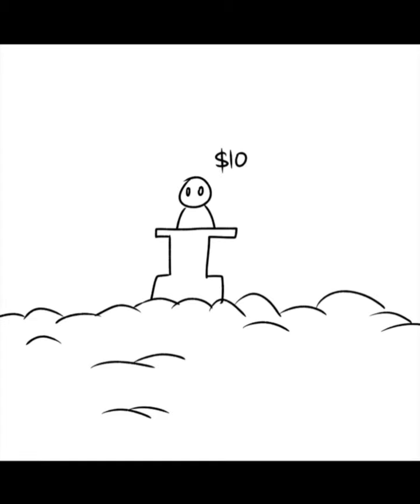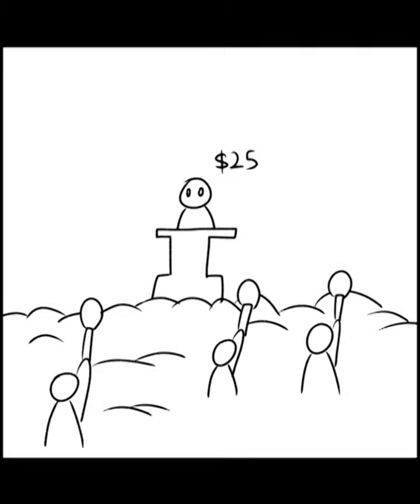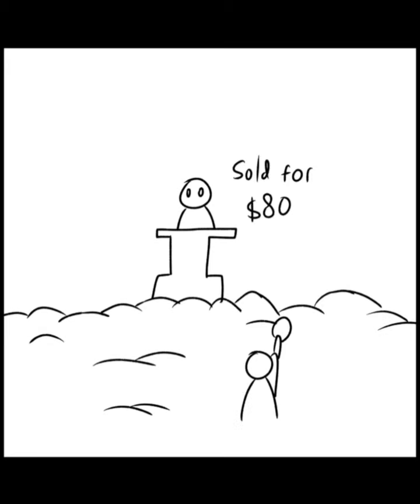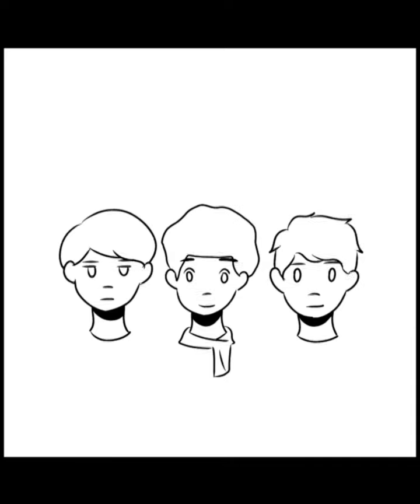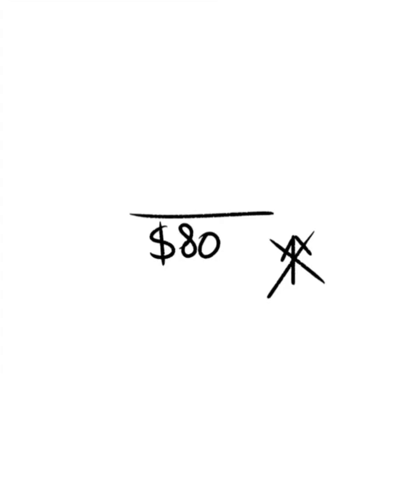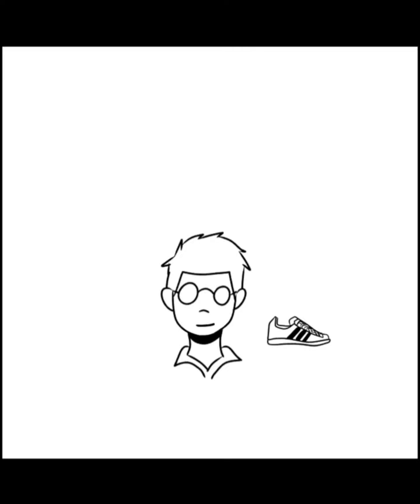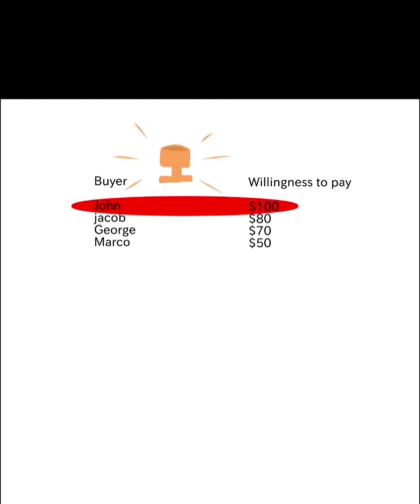To sell your shoe, you begin the bidding at a low price, say $10. Because all 4 buyers are willing to pay much more, the price rises quickly. The bidding stops when John bids $80 or slightly more. At this point, Jacob, George, and Marco have dropped out of the bidding because they are unwilling to bid any more than $80. John pays you $80 and gets the shoes. Note that the shoes have gone to the buyer who values them most highly.